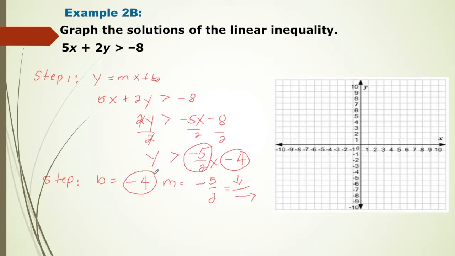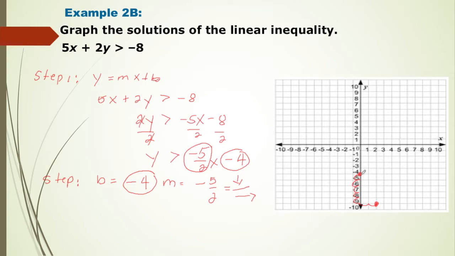Again, it must always be on the y-axis. So negative 4 is here, and then negative 5 is your rise. We should go down 5 units. So let us count 1, 2, 3, 4, and 5. Then 2 units to the right, 1 and 2. Then your point will be here.